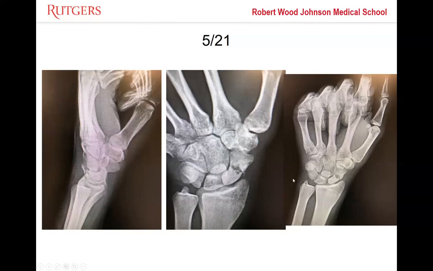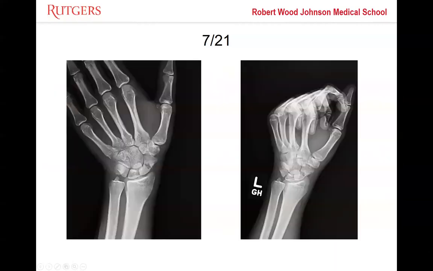So like right up in here, what do we think's going on there? Yeah. So let's see. This is just another view of, that's your scaphoid view right there. And then this is just another oblique view.